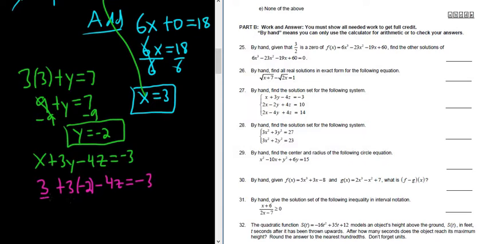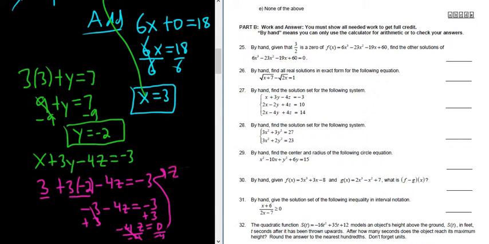So 3 minus 6 is negative 3. And this is equal to negative 3. We can add 3 to both sides. So we get negative 4z equals 0. So if you divide this by negative 4, you just get z equals 0. And that's it. The answers are in the boxes.